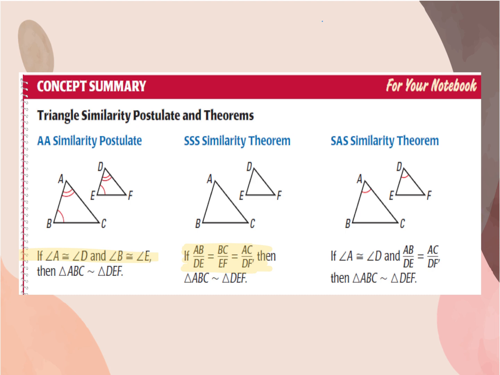And then the last one, side, angle, side. You have to have two sides that are proportional with the included angle. So when I'm looking at this one, I'm going to highlight it. I have my two sides, which are AB and DE, and then AC and DF. They're giving me my included angle. It's my included angle that's congruent, not any angle. It has to be the included angle.